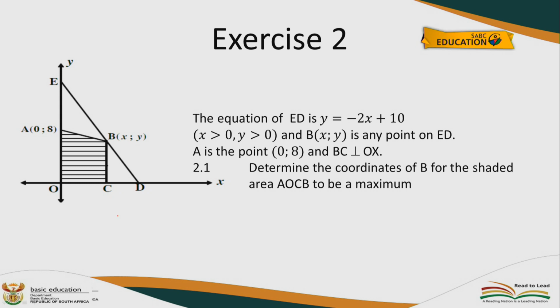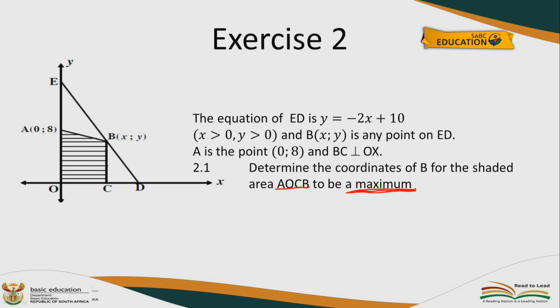All right, so in this question, what's going to be important is to identify which type of question it is. Is it a rate of change question? Is it a minima or maxima question? Okay, so you can clearly see from the first question that they speak of maxima. So it's a minima or maxima question, and they speak of the shaded area AOCB.